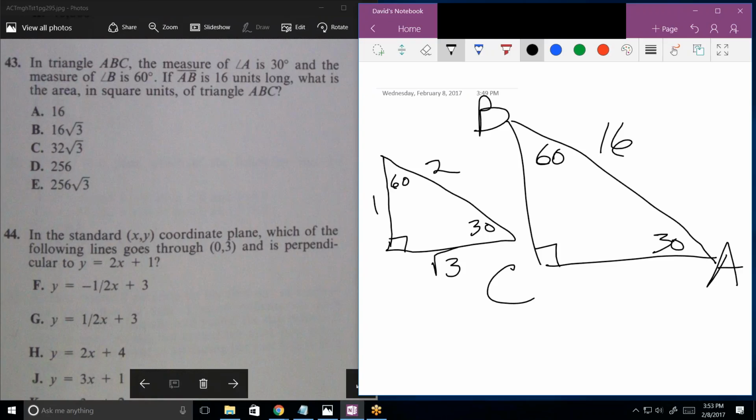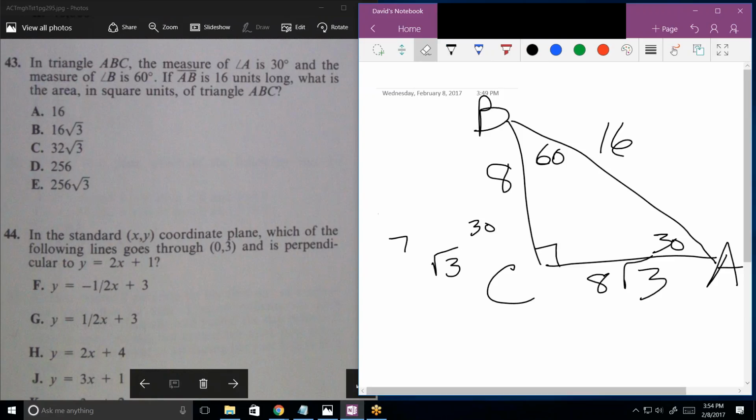So what is BC? BC is 8. What is AC? AC is 8 times root 3. So the key on these similarity problems is to always figure out your similarity ratio. Once you do that, then everything else falls into place.